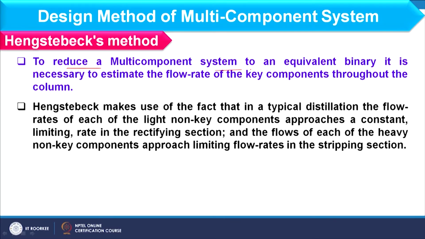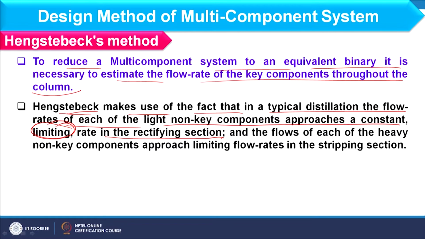To reduce the multi-component system to the equivalent binary, it is necessary to estimate the flow rate of key components throughout the column. To do that, Hengstebeck makes use of the fact that in a typical distillation, the flow rate of each light non-key component approaches a constant, which we consider as the limiting flow rate in the rectifying section. In a similar line, flows of each heavy non-key component approach limiting flow rates in the stripping section. This is the fact which we have already discussed, that it considers the flow rate of non-key components as constant, which we also call limiting flow rates.